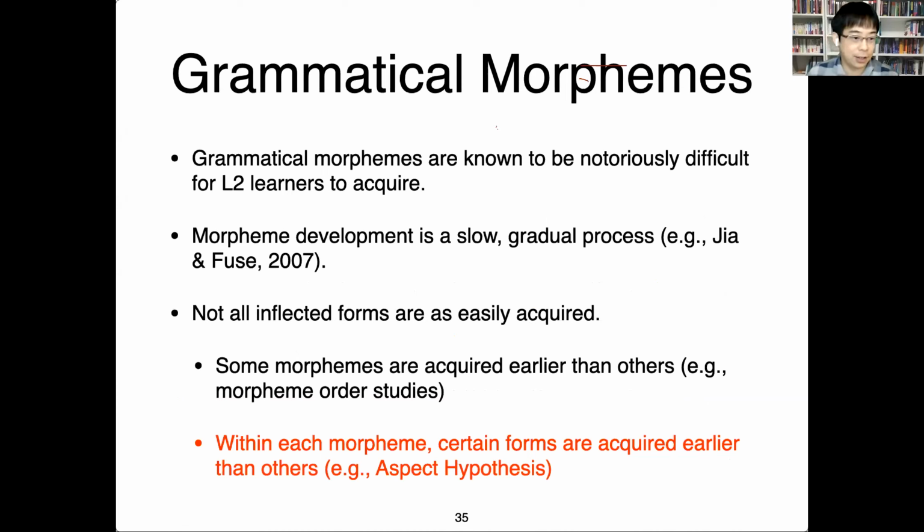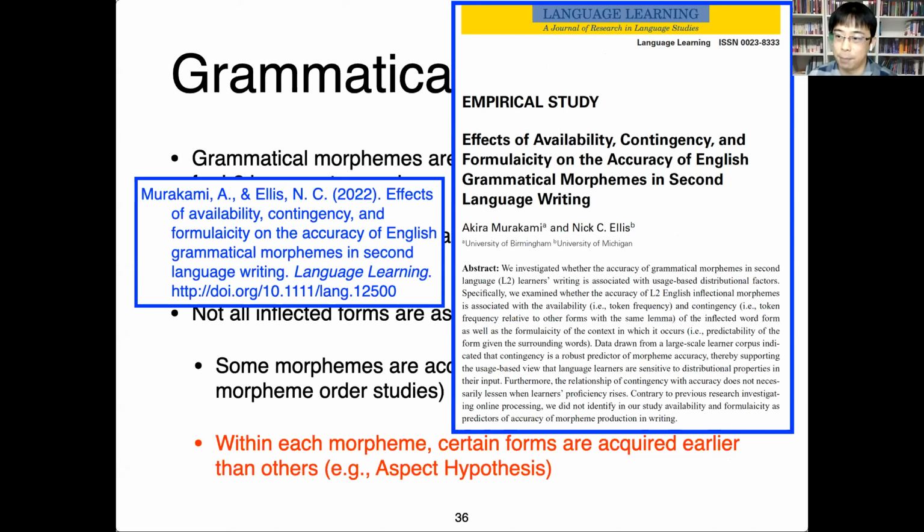Okay, so let me now turn to the research looking at the accuracy order, or the difference in accuracy within each morpheme. Whereas morpheme order studies were popular a few decades ago in the 1970s and 80s, research on the acquisition order within the same morpheme is perhaps a more active area of research more recently. In this recent paper of ours, we looked at the effects of usage-based distributional factors like frequency on the accuracy of the grammatical morphemes.